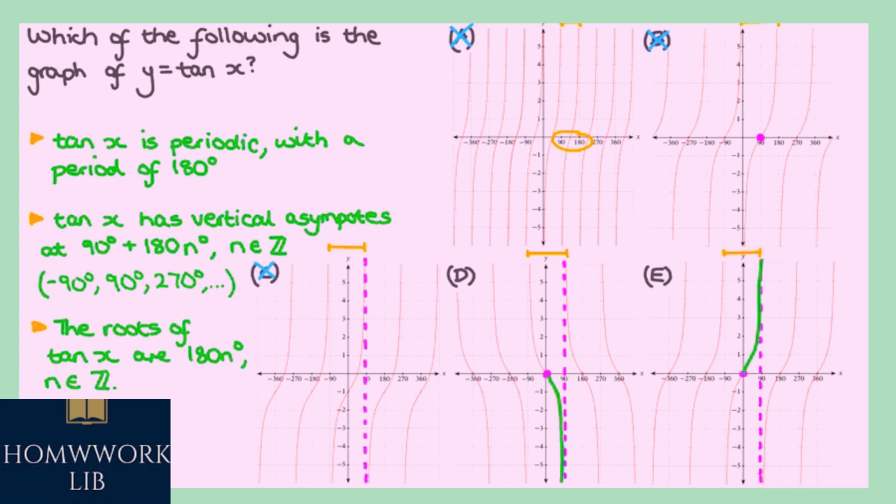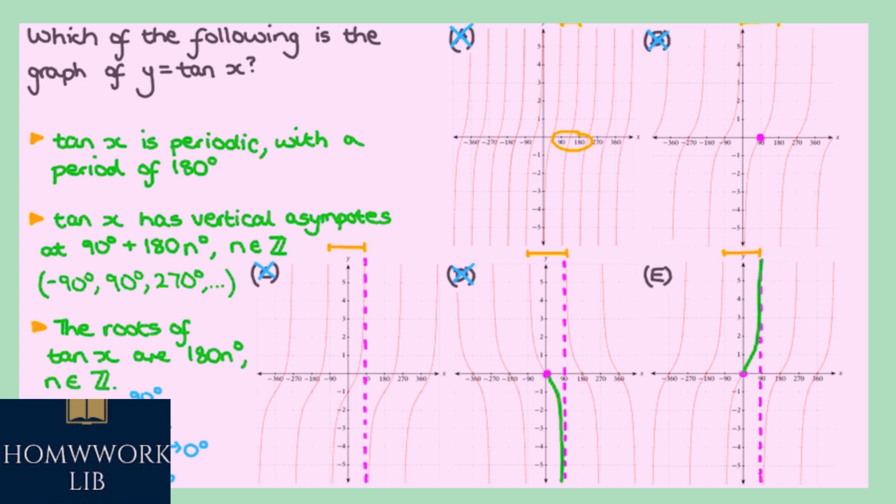To distinguish between the two graphs, we note that the function in graph D is negative over the interval between 0 and 90 degrees, while the function in graph E is positive in this interval. Angles between 0 and 90 degrees are acute angles, or angles in the first quadrant of the unit circle. Since the tangent function is positive for acute angles, this means that graph D is not the graph of the tangent function.